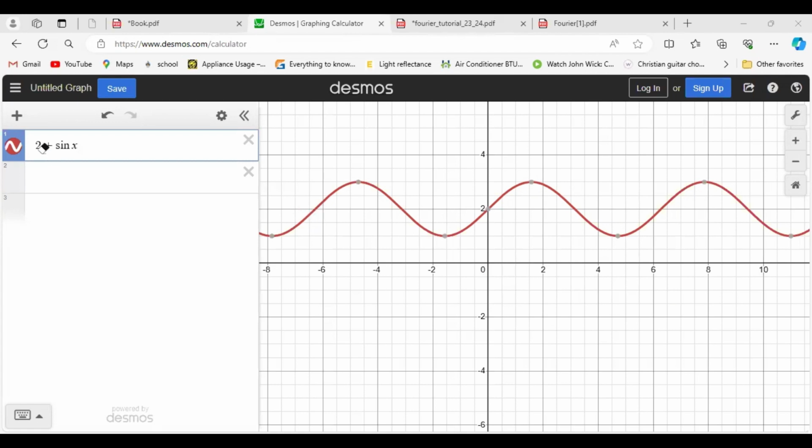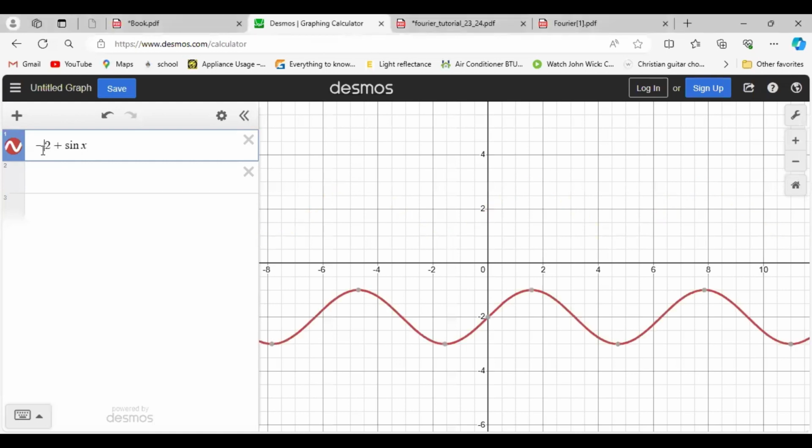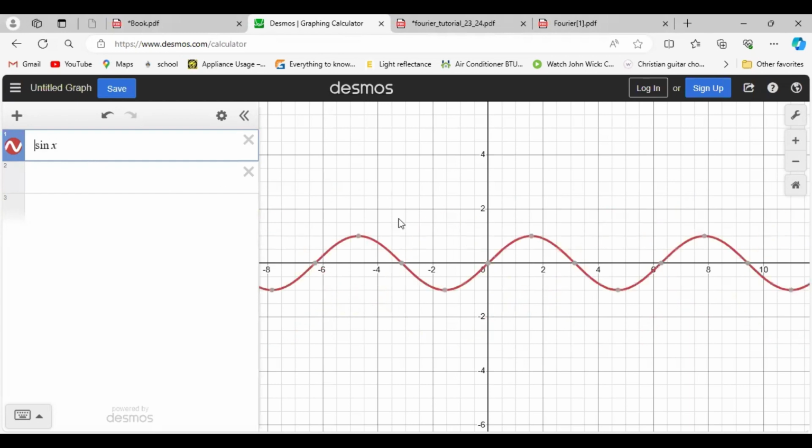Even if I were to do, let's say, minus 2, we clearly see the area above is positive and the area below is negative here. So the area above is not equal to the area underneath the graph on the x-axis. Therefore, this will have a DC component, compared to this one, where the area above was equal to the area underneath. So this will have no DC component.